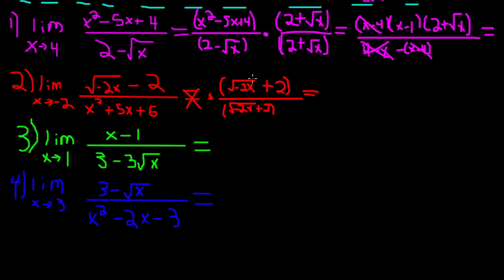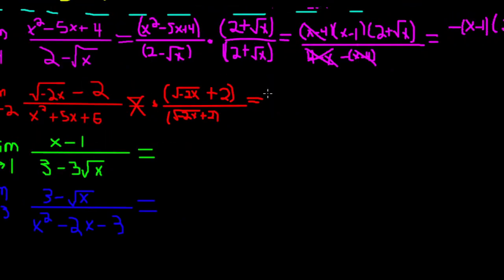And that is going to equal, right, difference of squares. This is going to be negative 2x minus 4 divided by, I'm going to factor this now. This is x plus 3, x plus 2, okay. Times the square root of negative 2x plus 2. Ooh, that's a long one.